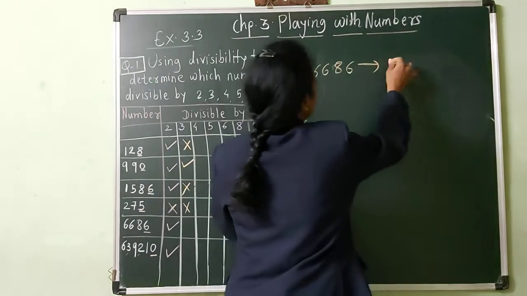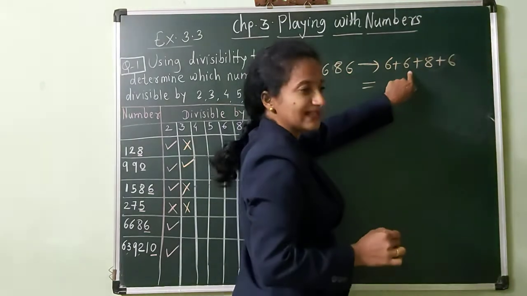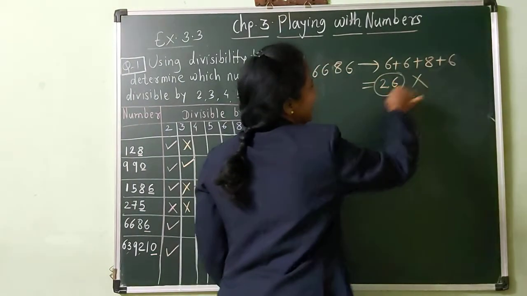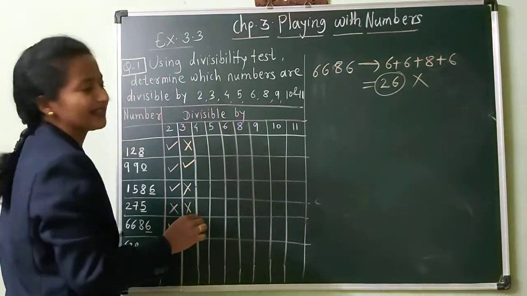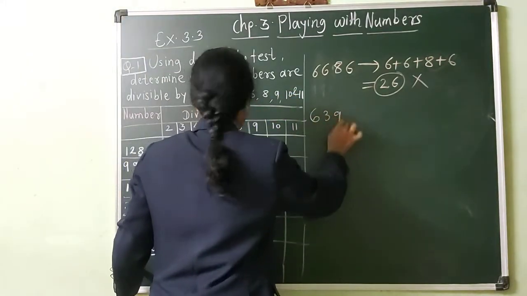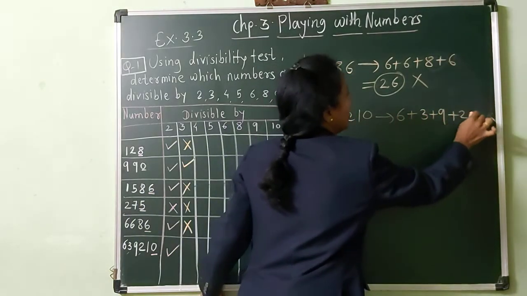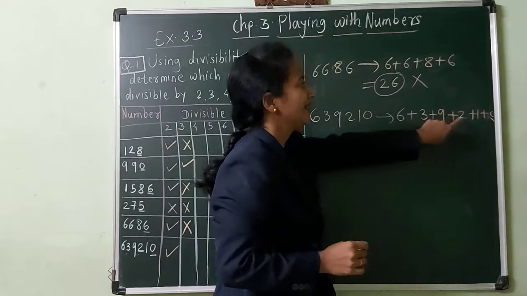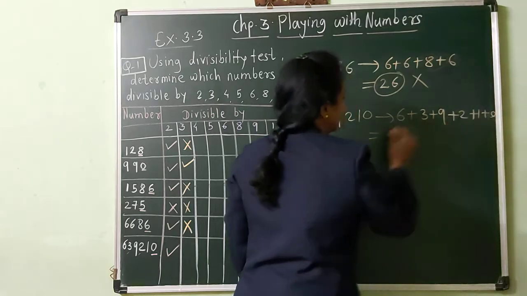6686. What is the sum of all digits? You can check here. What will be the answer? 6 plus 6, 12, 12 plus 8, 20, and 20 plus 6, 26, and 26 is not exactly divisible by 3. That's why this whole number, 6686, will not be divisible by 3. And the last number, 639210. So add all digits present in the given number, and the answer will be, you can check, 6 plus 3, 9, 9 plus 9, 18, 18 plus 2, 20, and plus 1, 21, plus the 0 is, what is the answer?